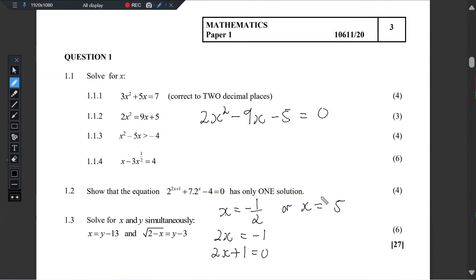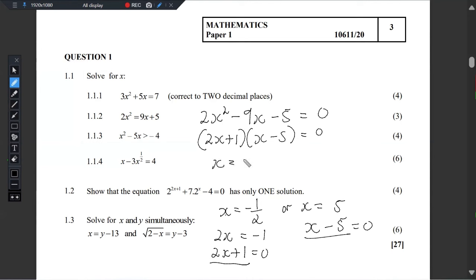Try to do the same thing for the other answer here. So that's x. If you take the 5 over to this side, that's x minus 5 equal to 0. Now you see this here. You want to write it here as your factors in the brackets. So this is 2x plus 1, and then this is x minus 5, equal to 0. Now you have factorized, just like any other learner that knows how to factorize. So your answers are then x is equal to negative 1 over 2, or x is equal to 5.